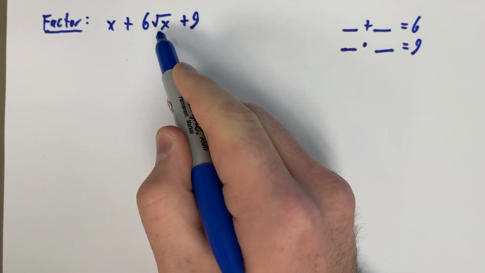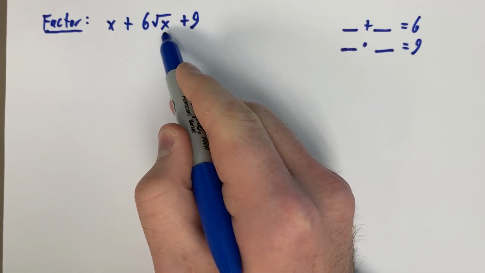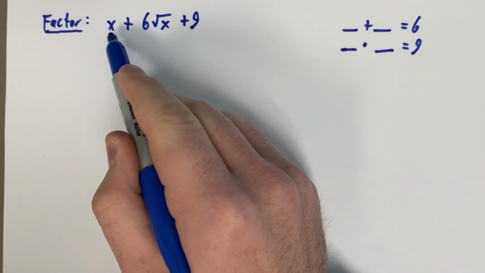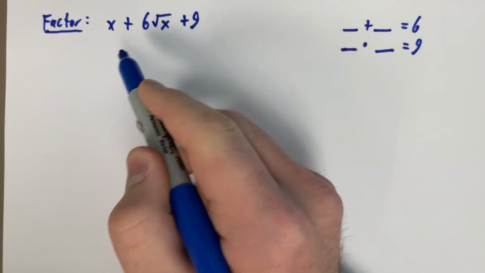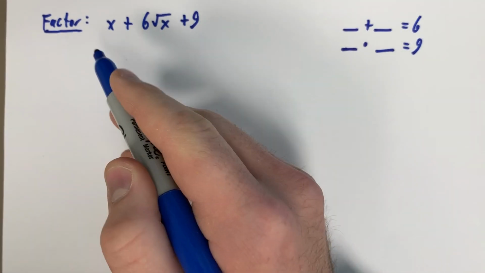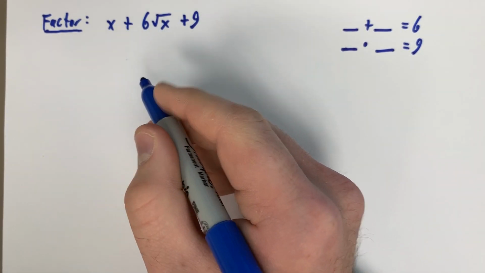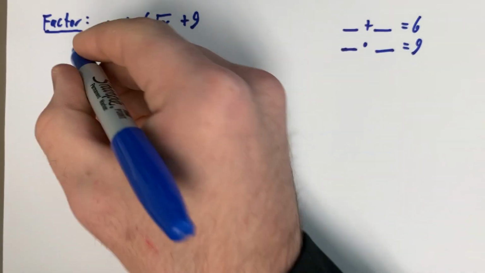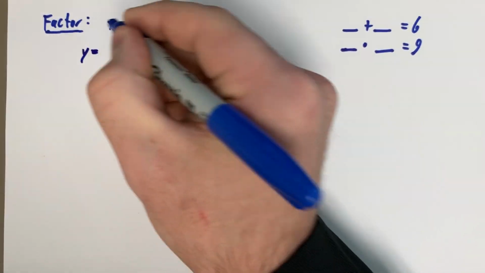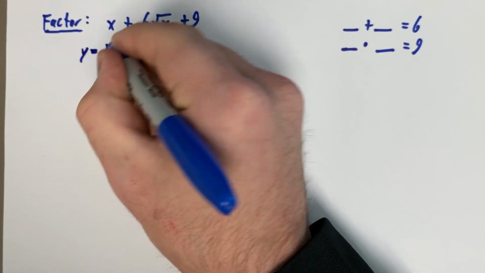have 6 square root of x. The square root has half the power of our first term. So this is essentially a quadratic form after we do an appropriate substitution. So what is our substitution going to be in this case? It's going to be y is equal to square root of x.